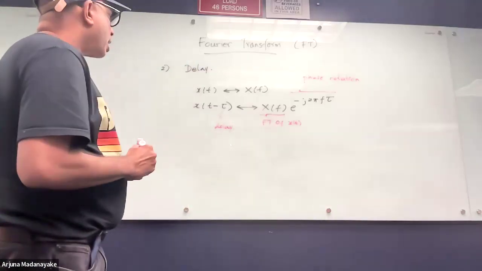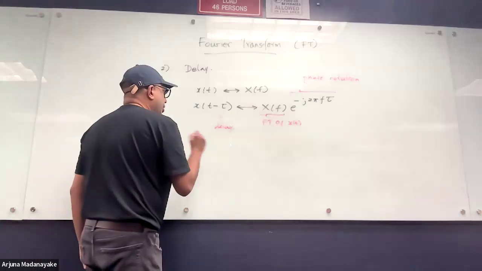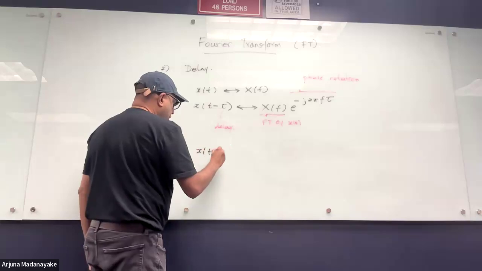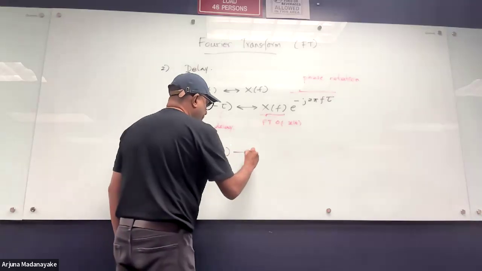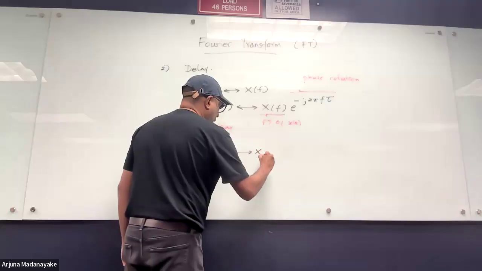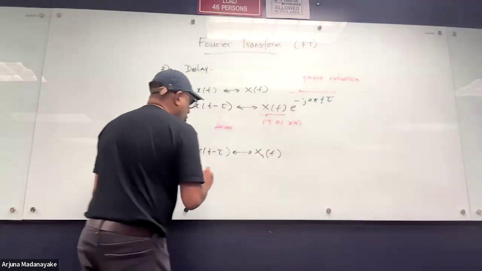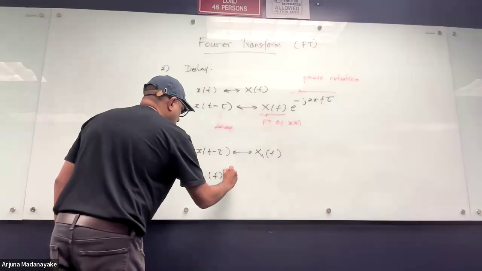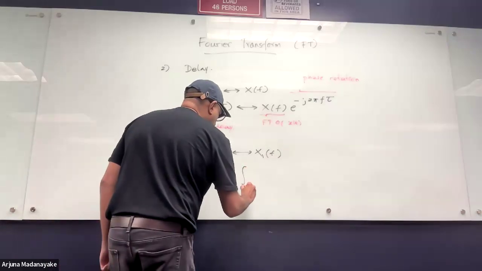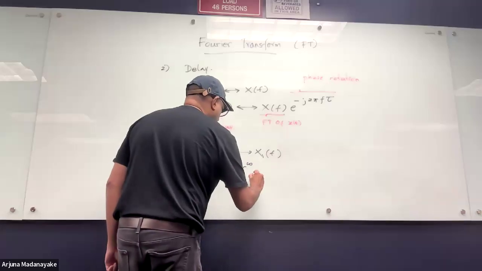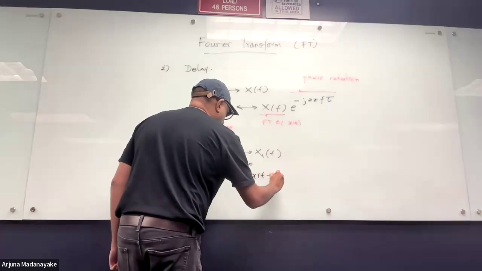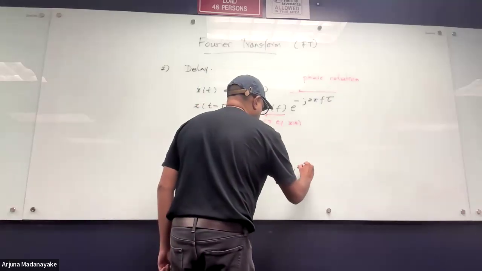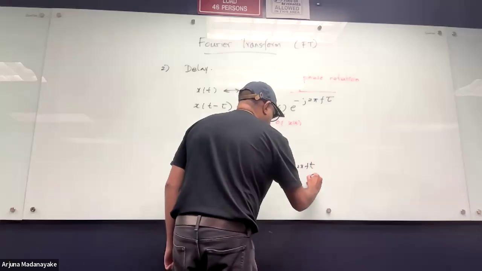All right, so let's see how we can do that. Let's call the Fourier transform of this one, x of t minus tau, the delayed version, x1 of f. So by definition, x1 of f is given as the integral of x of t minus tau e to the minus j 2 pi f t.